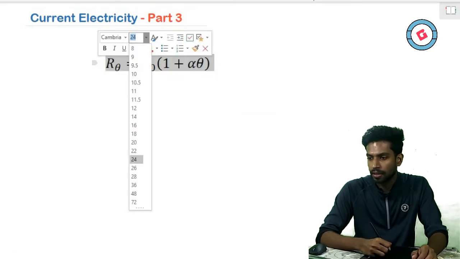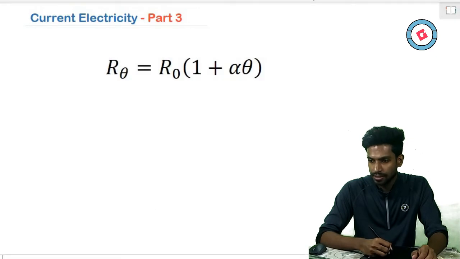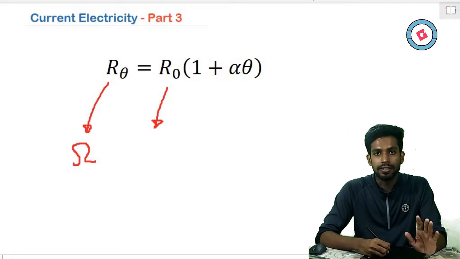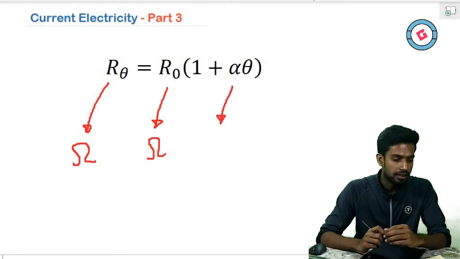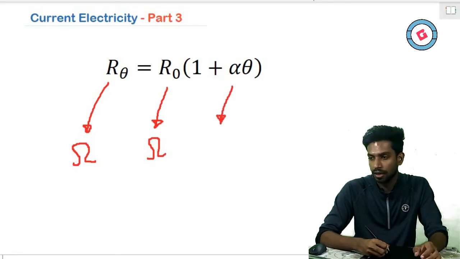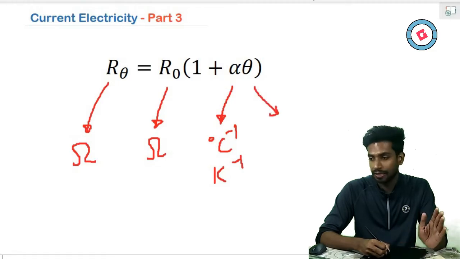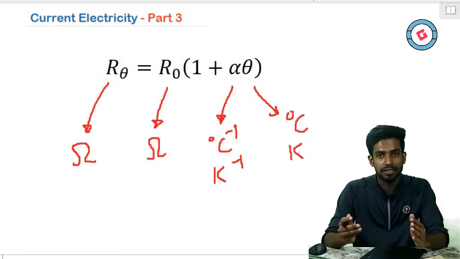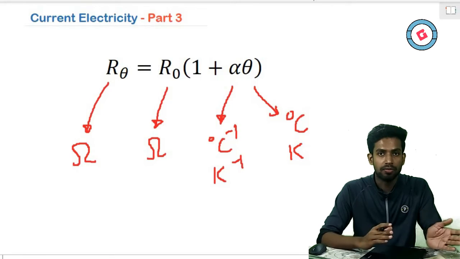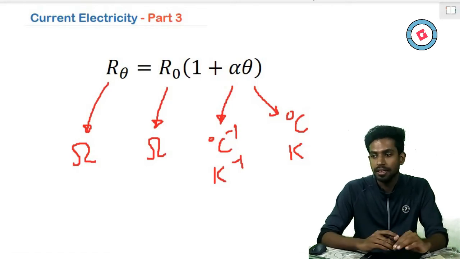So R theta is the resistance at theta Celsius degrees measured in ohms. R naught is the resistance at 0 Celsius degrees measured in ohms. Alpha is the coefficient of resistance, and its units will be per Celsius or per Kelvin. Theta is the Celsius temperature increment or temperature difference measured in Celsius or Kelvin. We know for temperature differences, the value we get from Celsius and Kelvin will be the same.